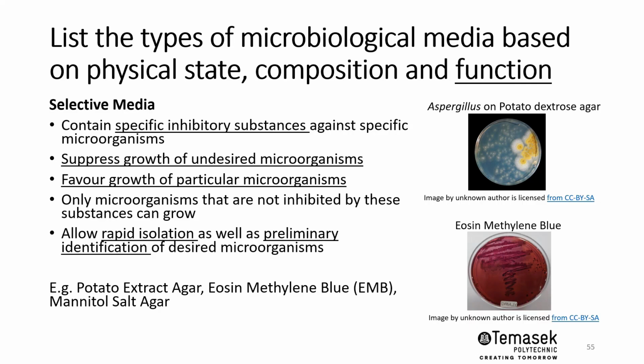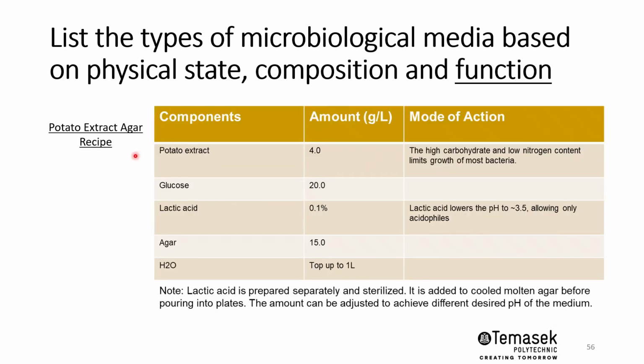So in the previous slide, we mentioned the potato extract agar. That allows the fungus Aspergillus to grow really well. This is due to the fact that this potato extract agar has potato extract with a high carbohydrate and low nitrogen content, which limits the growth of most bacteria. In this case, it permits and even favors the growth of your Aspergillus fungi.